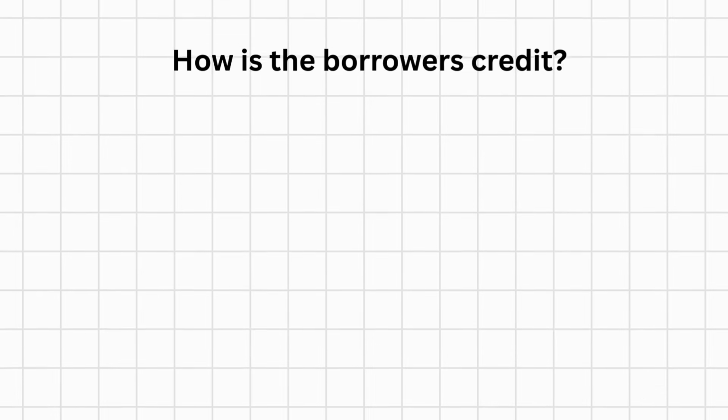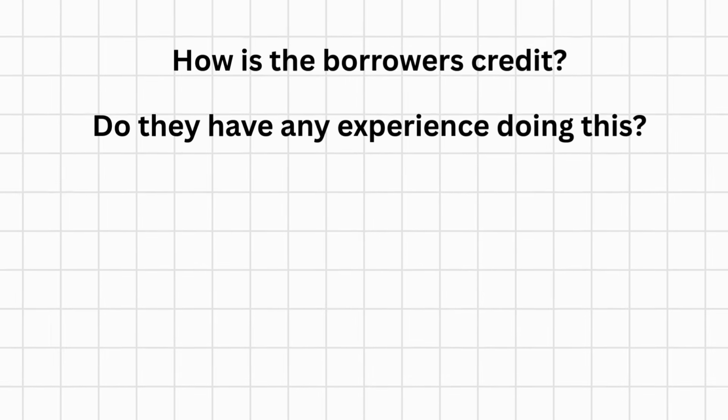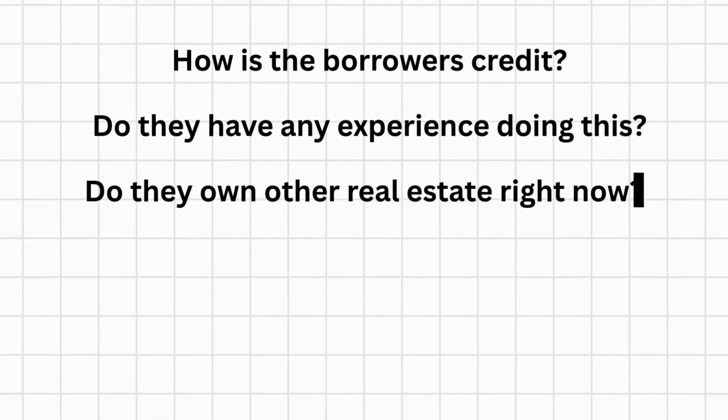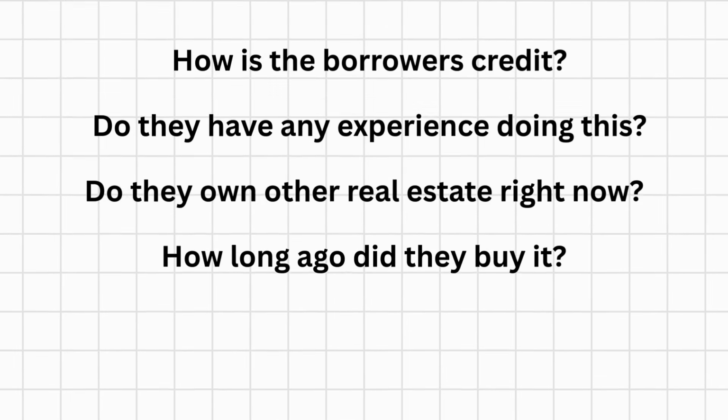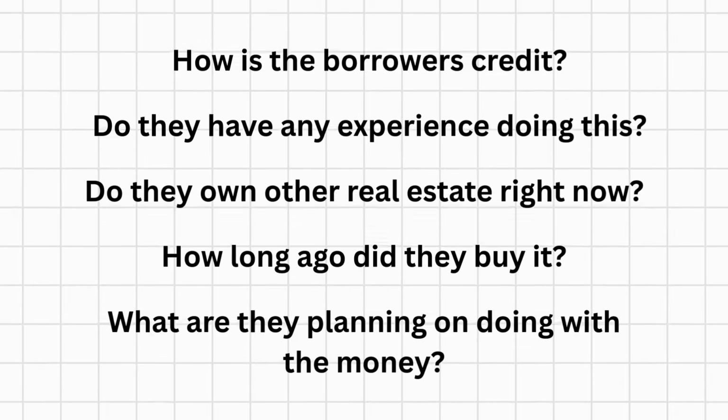Because you see, there's always caps to different things that you're able to do, certain parameters. How is the borrower's credit? Do they have any experience doing this, right? Do they own other real estate right now? How long ago did they buy it? What are they planning on doing with the money? Like all these really basic things that you would think are a no-brainer because it sounds super simple, and a lot of people don't do it.